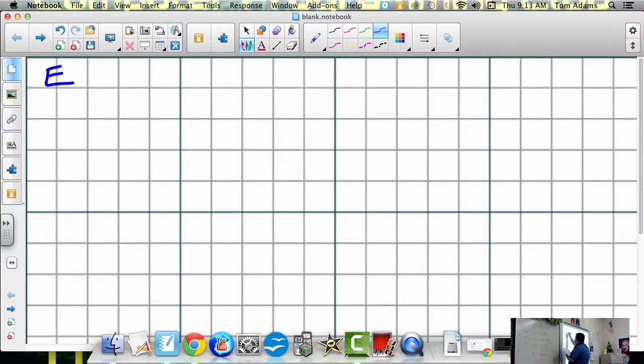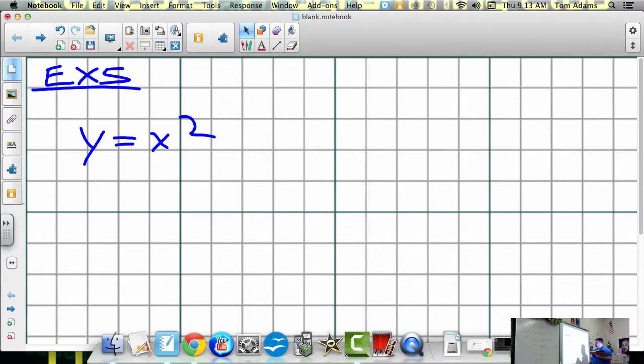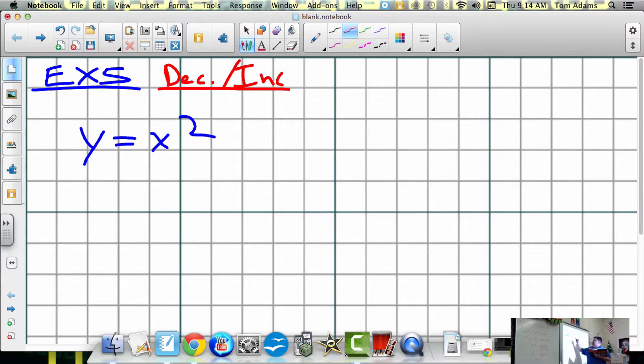Example number 5. All right, so for example number 5, we're asked to figure out if something's increasing or decreasing, and when does that occur? Well, we know that by looking at the graph, right? So consider this function here. Our task for example number 5 is to determine if it's increasing or decreasing, but we're going to have to use some sort of calculus to figure that out.